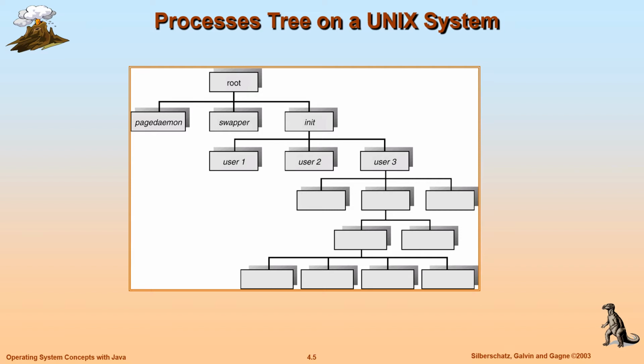This is a process tree in a Unix system. This is the root or main process. From this, three child processes are created, including init. Init is responsible for the user processes. Here we have seen user 1, user 2 and user 3. From user 3, like this, we can create any number of child processes. The only thing is, a parent process terminates only if its child process completes its job.